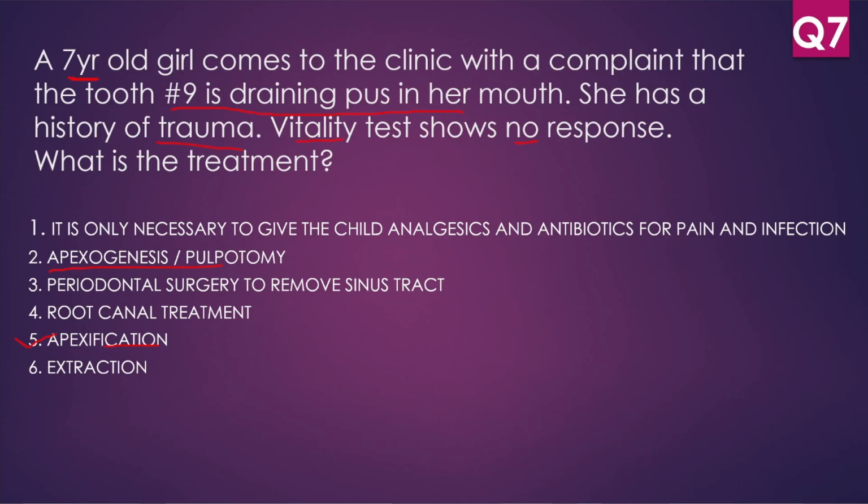Obviously, you will not be doing extraction because, like a 7-year-old patient, you cannot be extracting a front tooth. For most people, in fact, you can't be extracting front teeth unless it's absolutely necessary. Periodontal surgery to remove the sinus tract is not going to do anything because the cause of the problem is infected pulp. The right option is apexification. Okay, what is the treatment? First is apexification and then comes root canal treatment.